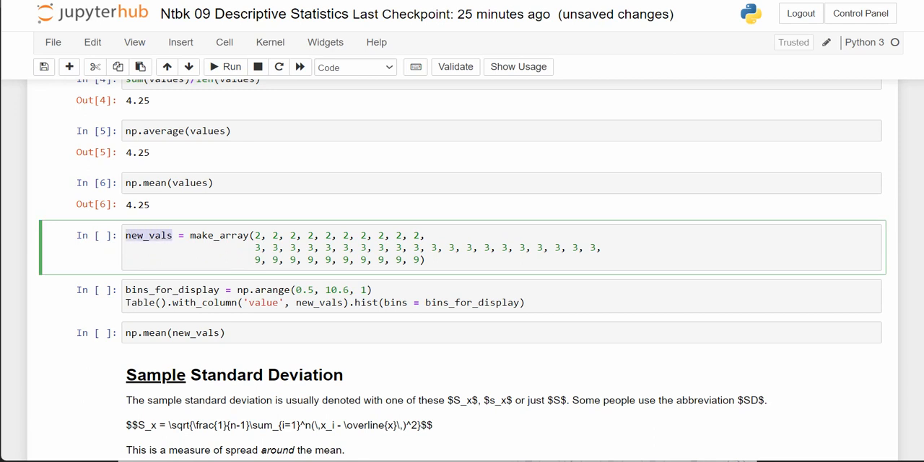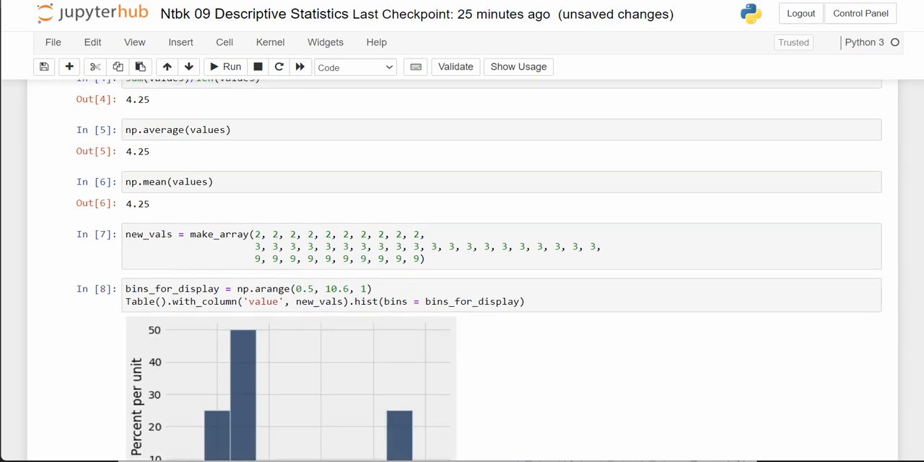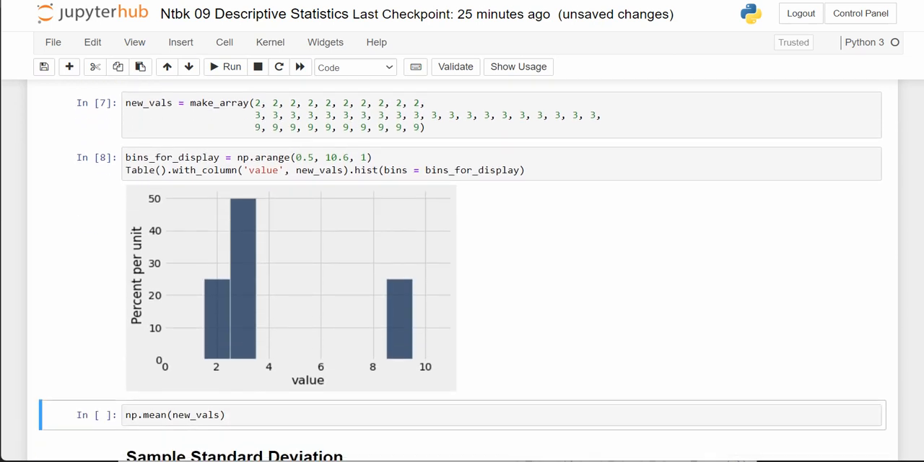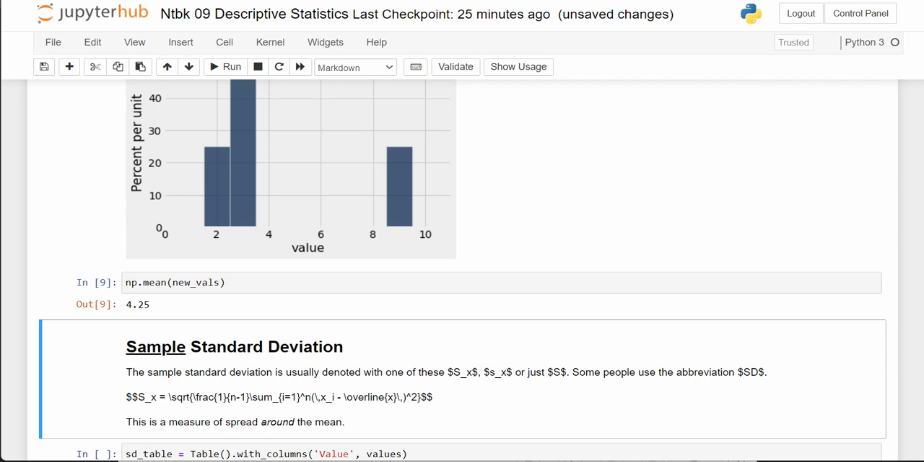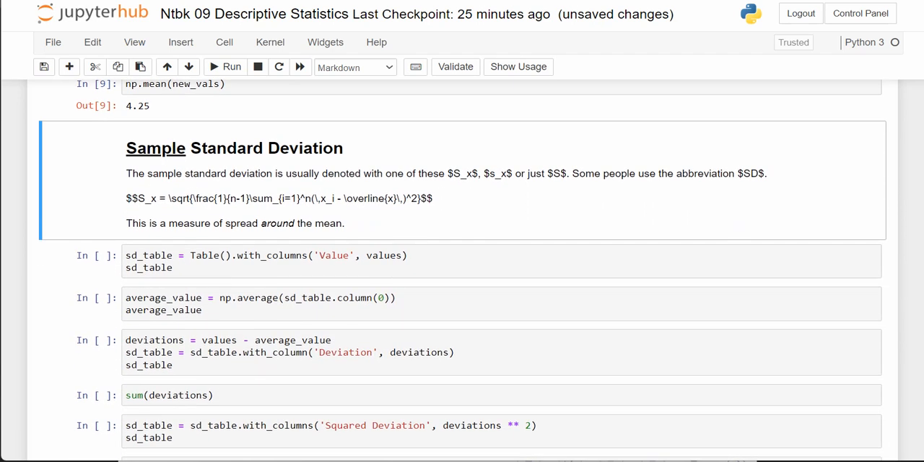Okay, so here's a new array of numbers, new vals. And what are we doing here? Well, we're just creating a little histogram. And notice that the numbers are just 2s and 3s and 9s. And np.mean for all of these values, again, it's going to be 4 1/4. So the mean is a fairly easy one to calculate.